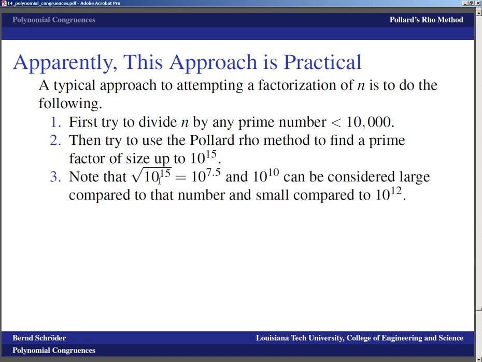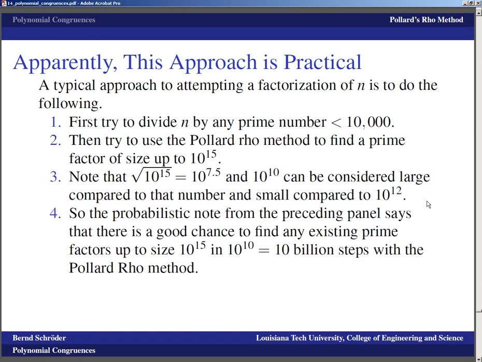Well, if the Pollard rho method is effective for working between root p and root n, that means that root 10 to the 15 is 10 to the 7.5, and 10 to the 10 can be considered large compared to that number, so you would use Pollard rho with 10 to the 10 elements, and it's small compared to a number 10 to the 12, so we don't have to worry. So this will work for numbers that get beyond 10 to the 24th, because this thing has to be significantly smaller than root of n.